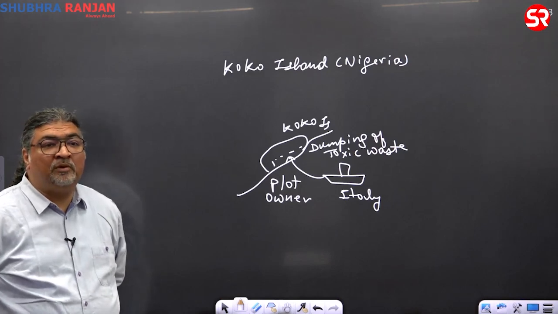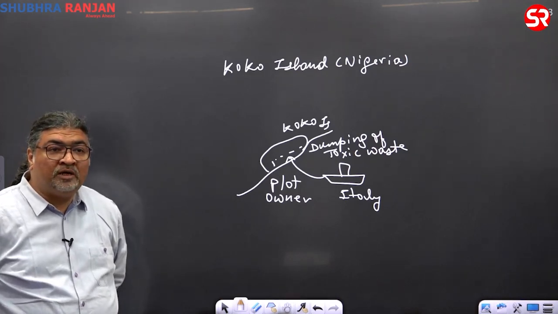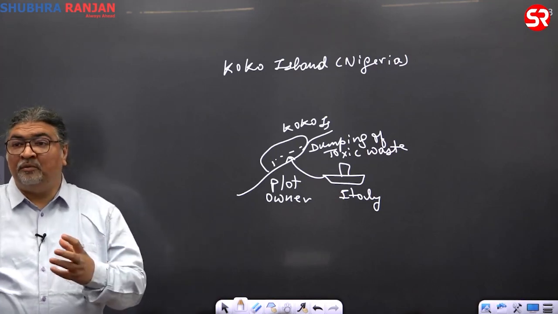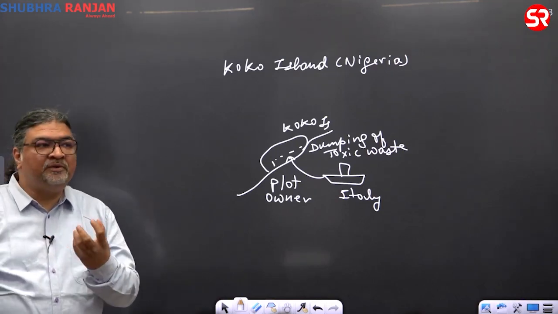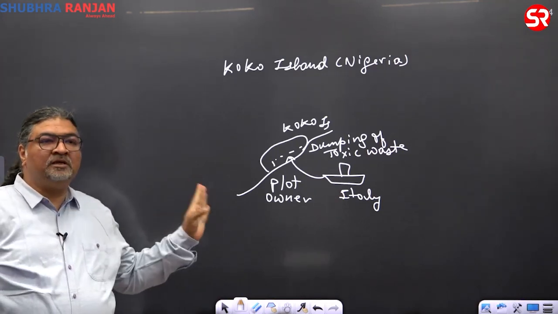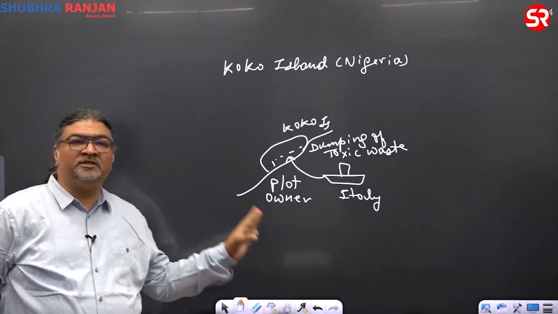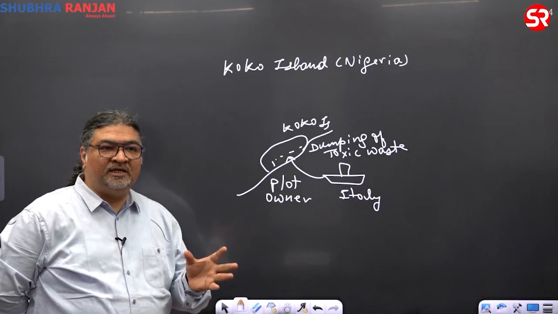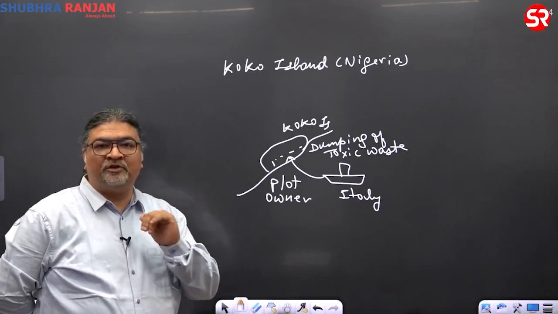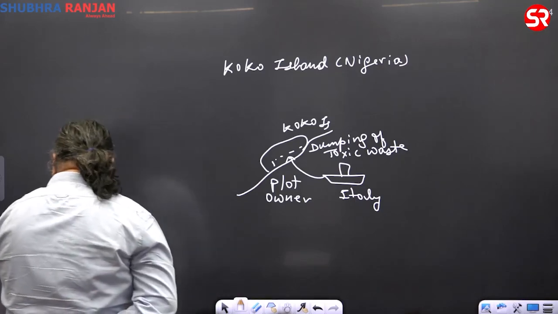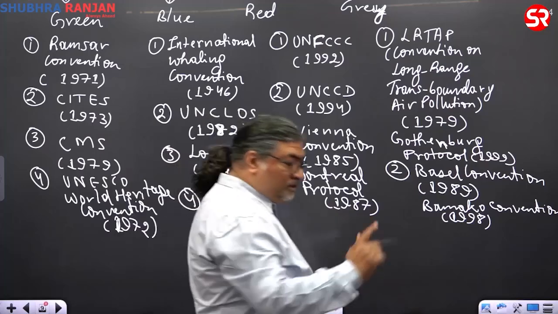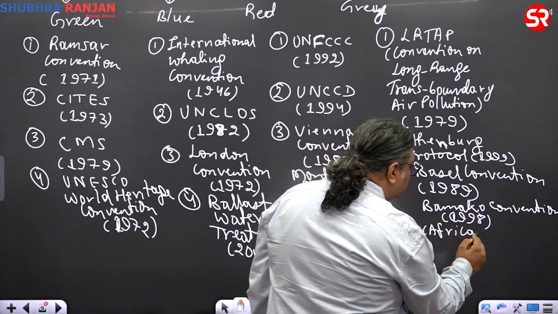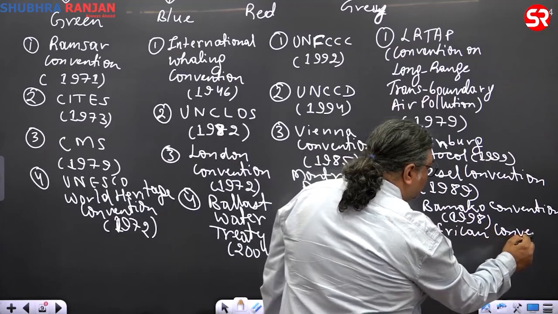And I'll tell you that Bamako is a very strong convention, stronger than Basel. If you look at bindingness, Bamako is very, very strong. So I have just given the background here. The Koko Island incident was an eye-opener for African countries, so they decided to do it through their own cooperation. So when you come to the Bamako Convention, what you can write here is that it is an African Convention. It only binds Africa.